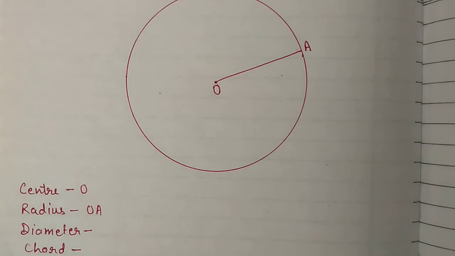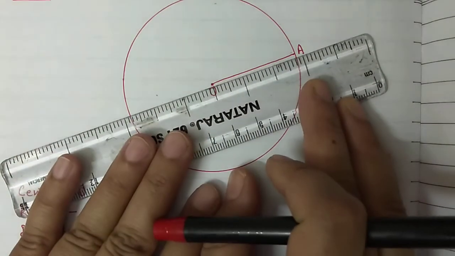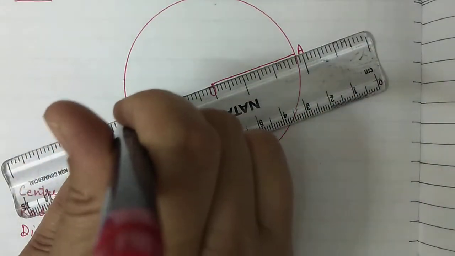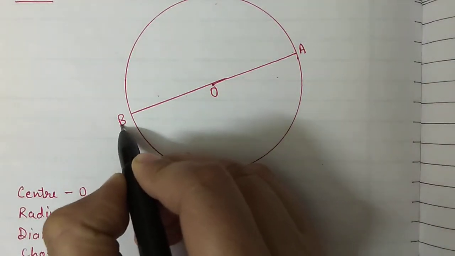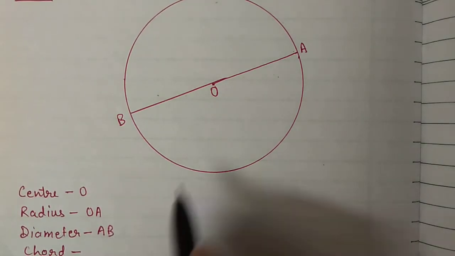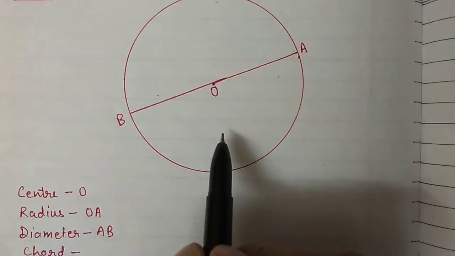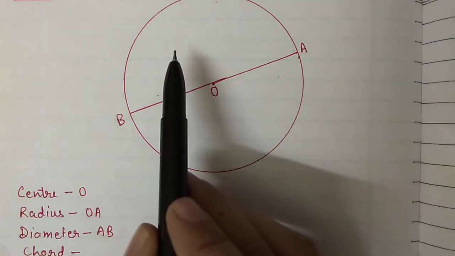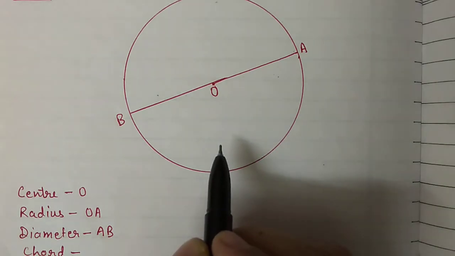Next thing is the diameter. Diameter means double the radius. If we extend this radius OA in the other direction also, then this A to B till here, this we will call the diameter of the circle. So the diameter is AB, and this diameter divides the circle into two equal halves, which means this part and this part will be the same. This is a semicircle. We will call a half circle a semicircle, and this is one more semicircle.